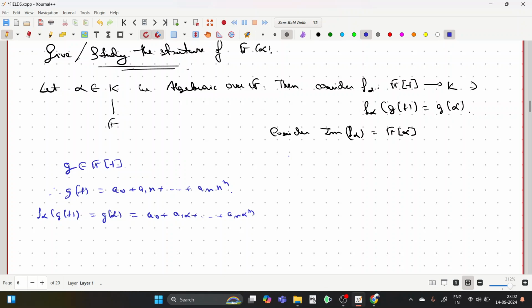So that is some sort of a logic for using this notation F of square bracket alpha, because we know that F of t denotes the collection of all polynomials in t. And in fact these are the elements which constitute the whole set of the image of F of alpha. So we consider this. Now this is a well defined homomorphism. This is quite easy to justify. This is a well defined ring homomorphism.